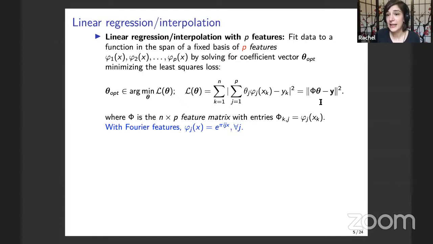And so we can write this as a matrix problem. The features that are fixed give us a feature matrix phi. The training data gives us where these features are evaluated. So we have the features representing the columns and the training data points representing the rows, and we get a feature matrix phi. And we just want to solve for an optimal coefficient vector theta that minimizes the Euclidean norm squared of phi theta minus y.